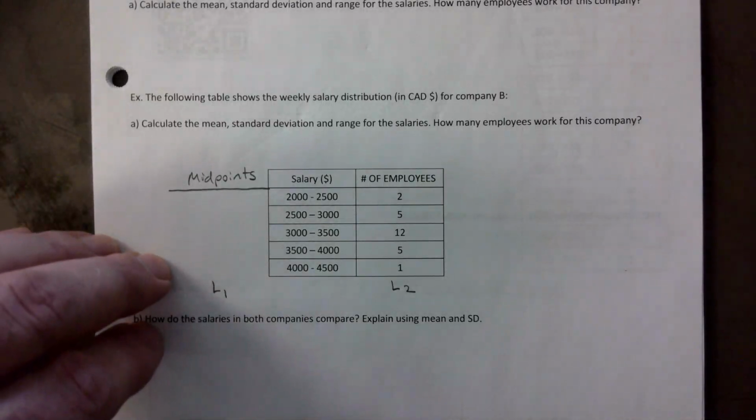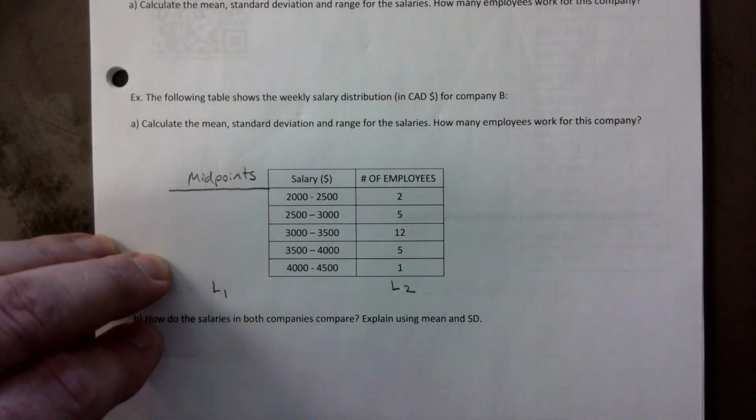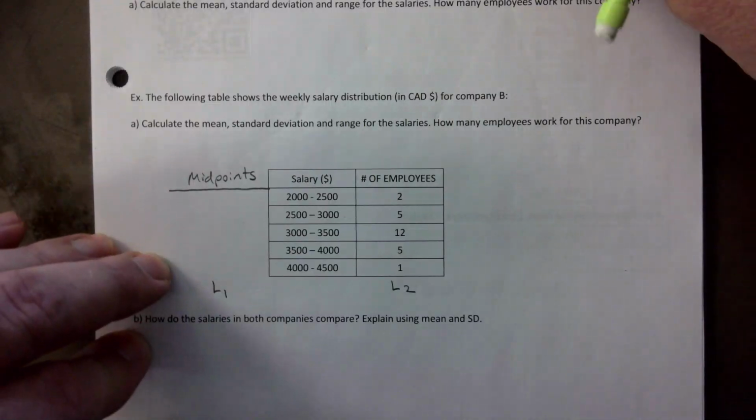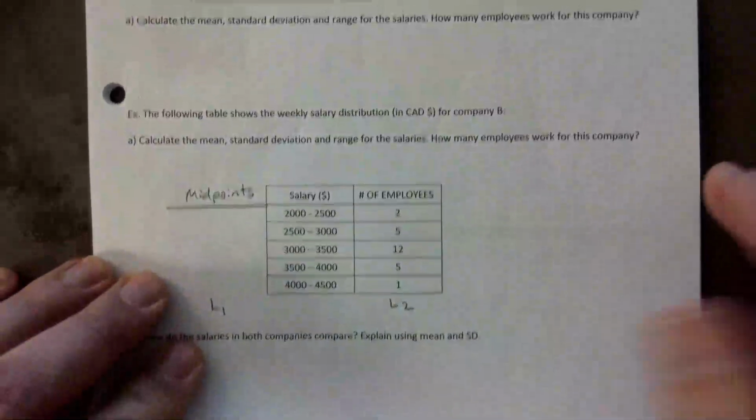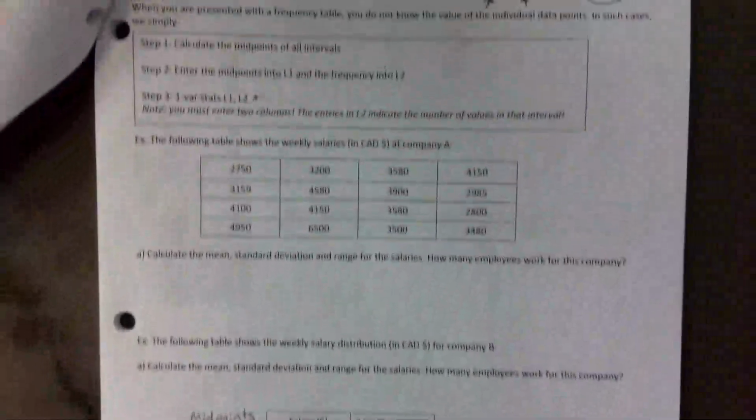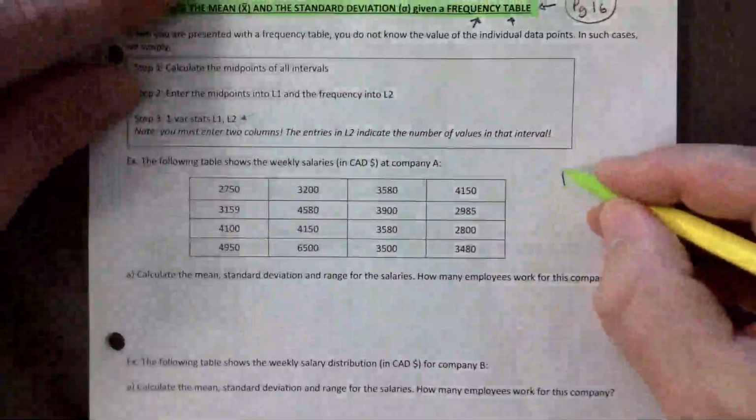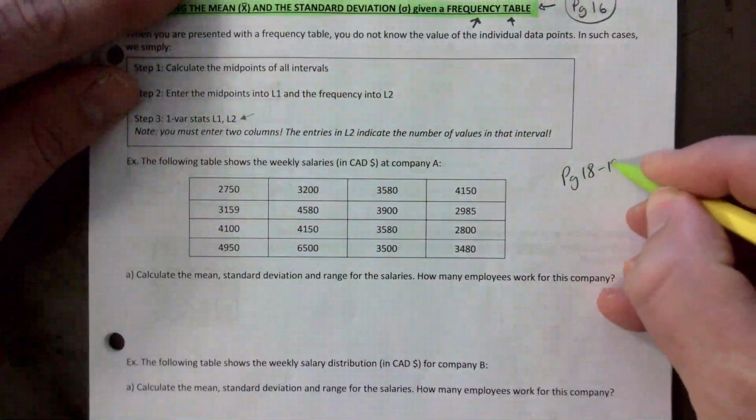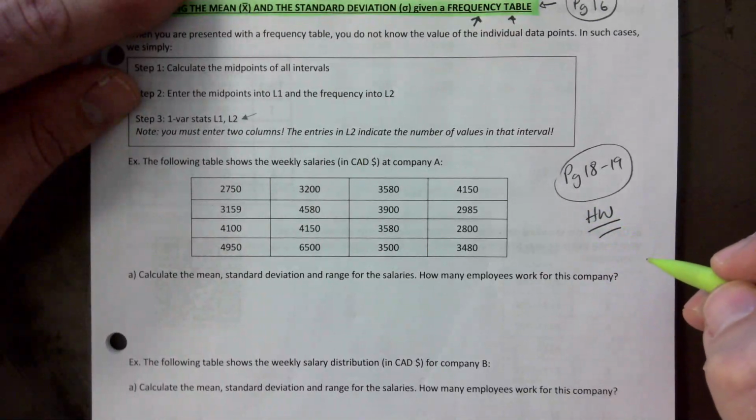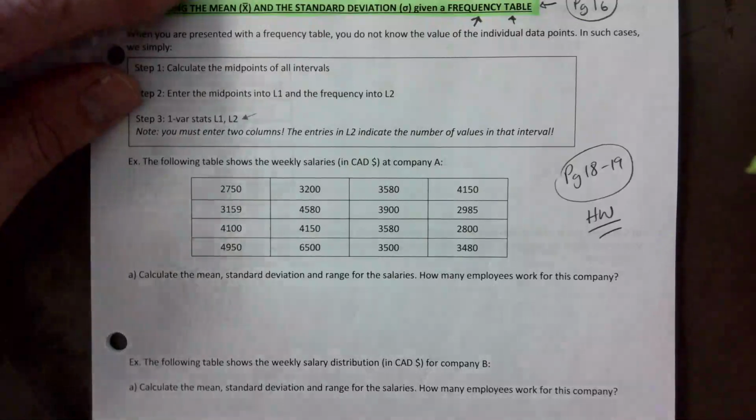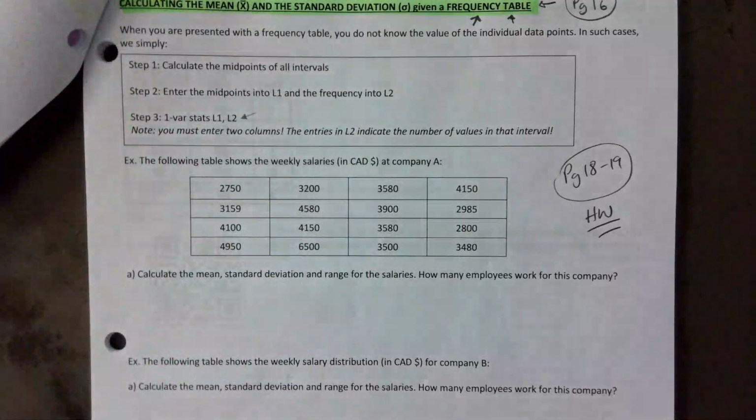So pages 18 and 19, okay? 18 and 19. That's your homework. Maybe it's schoolwork if you finish it here. Page 18 to 19 is homework. You need to try it. I don't care if you get it wrong. I honestly don't care. I just want you to try it.